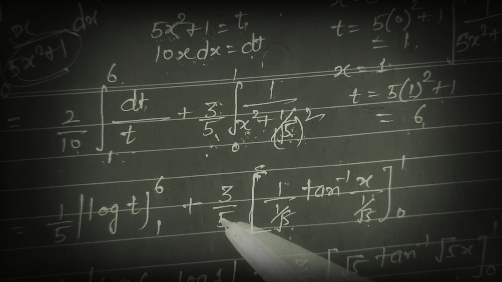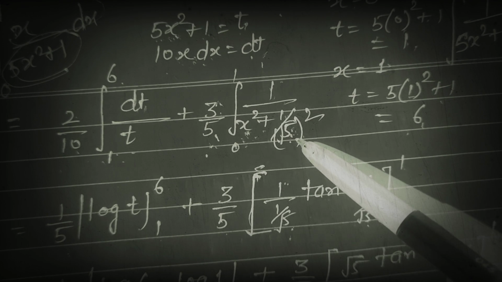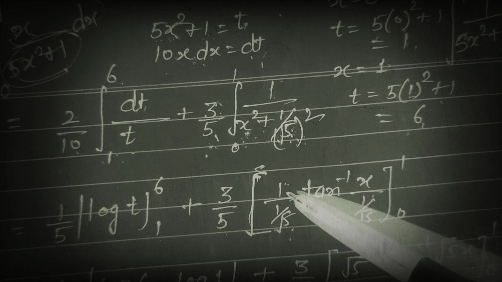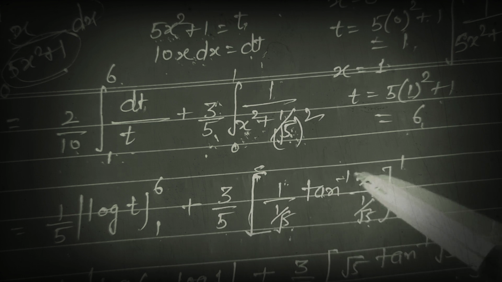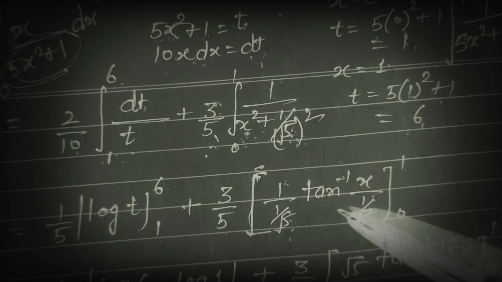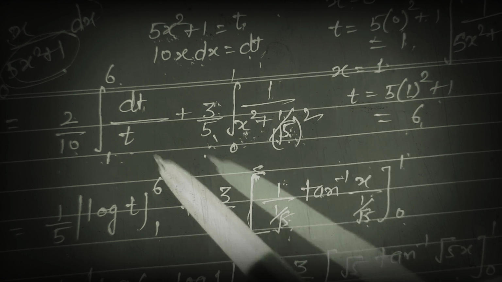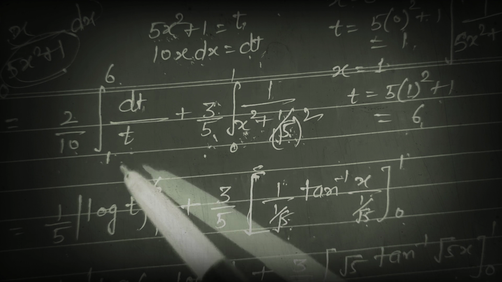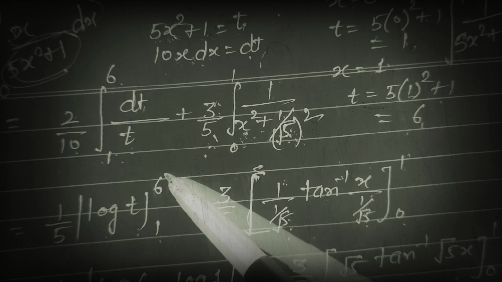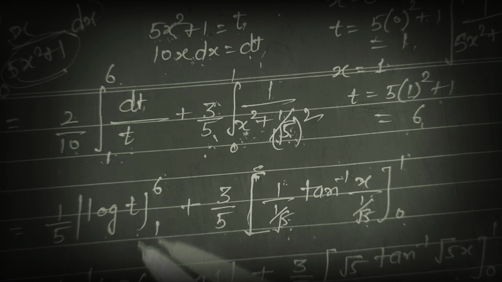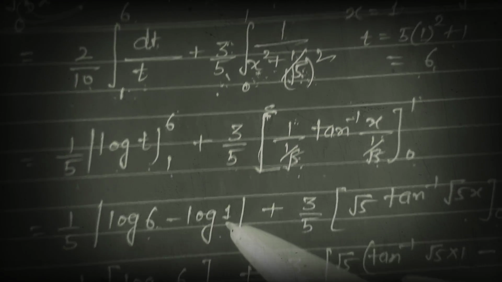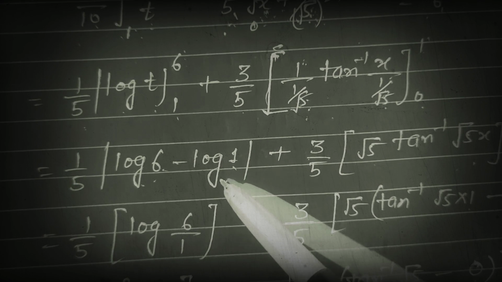So 3 upon 5 as it is, 1 upon x square plus a square, integration is 1 upon a tangent inverse x upon a. In place of a, what will you write? 1 upon root 5, and limit is 0 to 1. And in this case, 1 upon 2 integration is log t, limit is 1 to 6. So we will put at the place of t firstly 6 and then 1. So firstly upper limit, then lower limit.